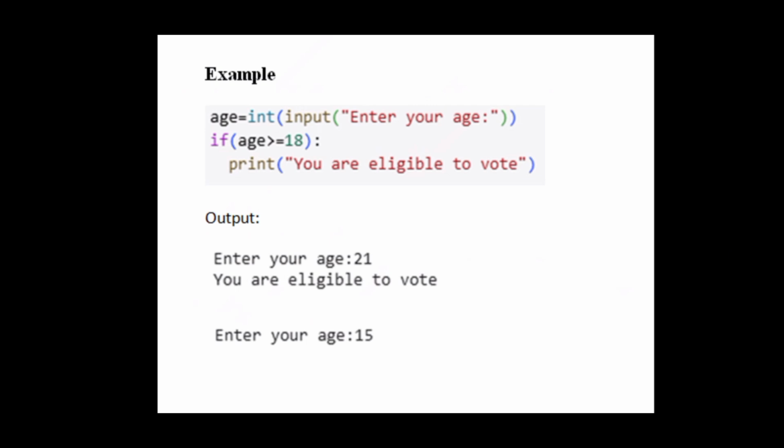Now if age is greater than or equal to 18, suppose the user enters 21. Then 21 greater than or equal to 18 is true, so you are eligible to vote will be displayed. In the above code, if the user enters 15, then 15 greater than or equal to 18 is false. So the print statement you are eligible to vote will be skipped. Nothing will be displayed.